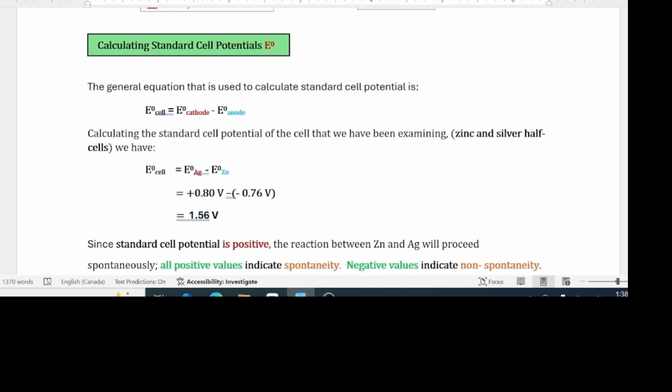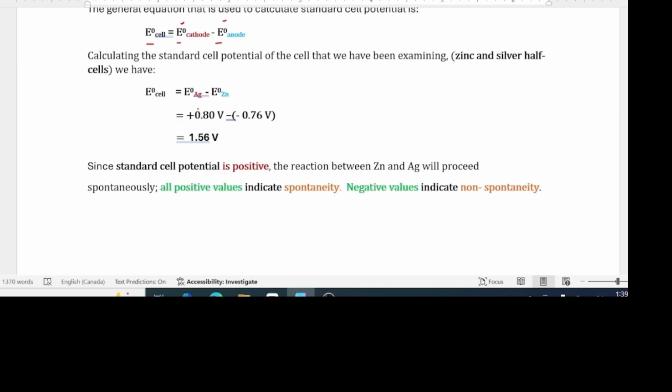Calculating standard cell potential. A general equation that is used to calculate standard cell potential is: the standard cell potential is equal to the electrode potential that is produced at the cathode minus that produced at the anode. Recall that this was what is produced for silver undergoing reduction, and this was what is produced for zinc undergoing oxidation. This negative here will negate that negative, so the total voltage produced will be equal to 1.56 volts.